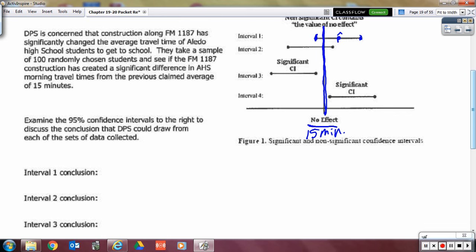Okay? Let's go. Look at this interval. Hey, come on, I've lost some of you guys. Josh, let's go. Here's your interval right here. Does this give me evidence that it is not 15 minutes anymore? The answer is no. Why is no? Yeah, because it contains 15 minutes. So 15 minutes is a possibility. So let's write that down here.